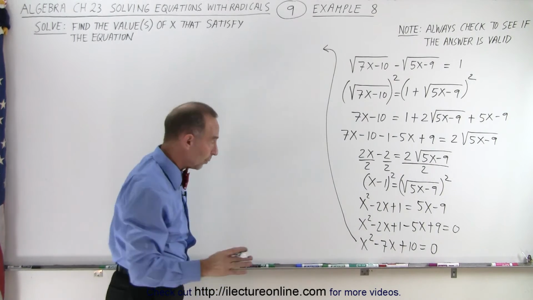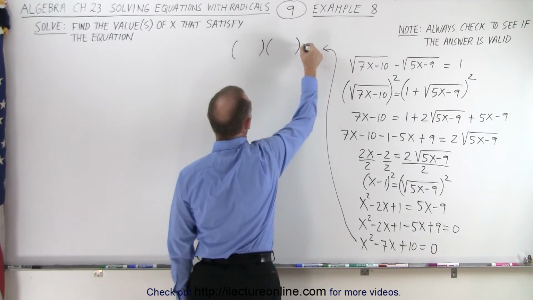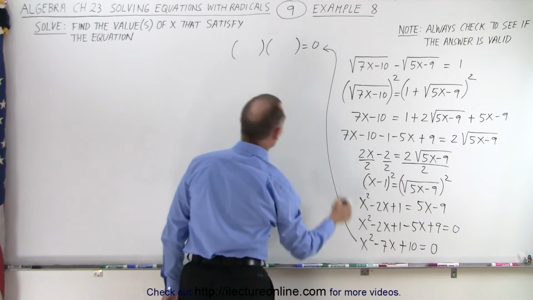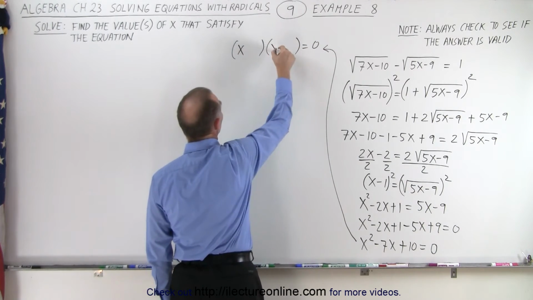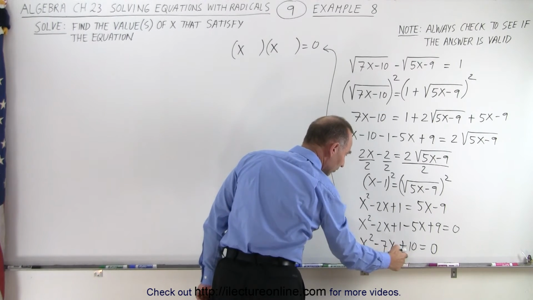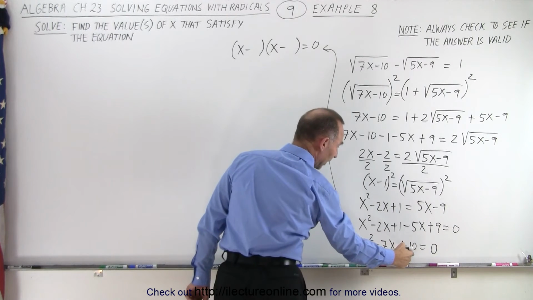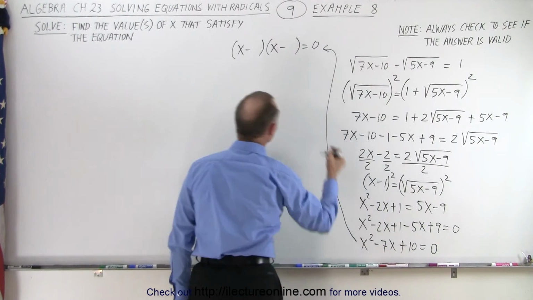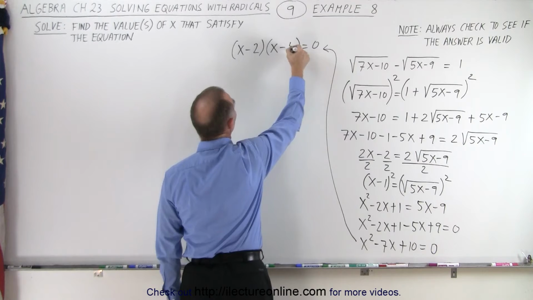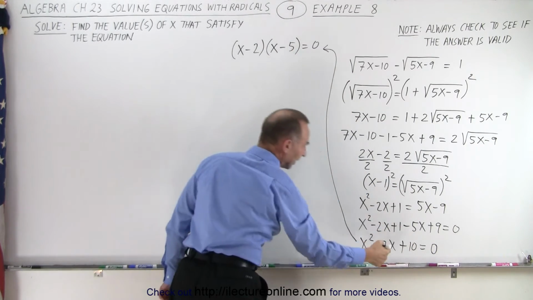So notice we can write that as the product of two binomials equals 0. To get x squared, we need an x and an x. We have a negative here and a positive there. That means both need to be negative. And to multiply, we get a 10. To add, we get a 7. That means 2 and 5. Multiply them together, we get positive 10. Add them together, we get negative 7.